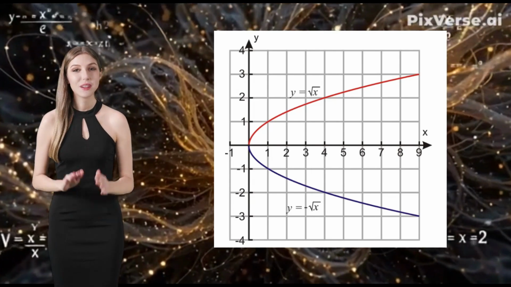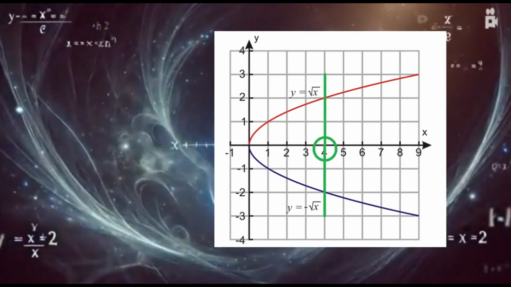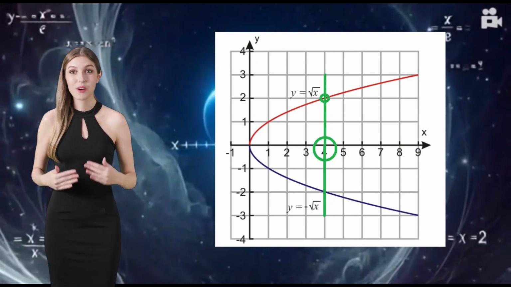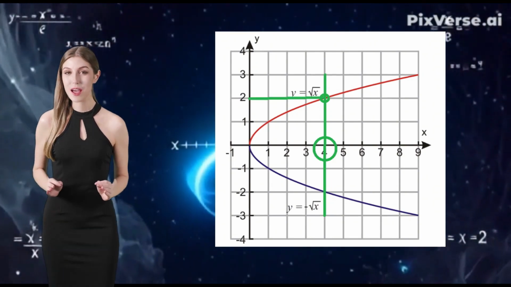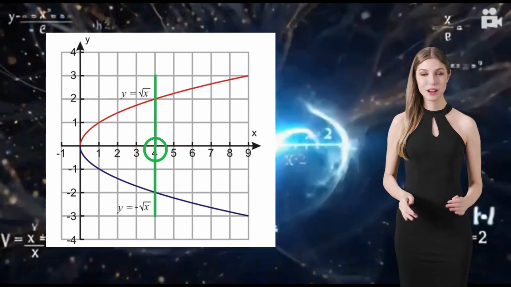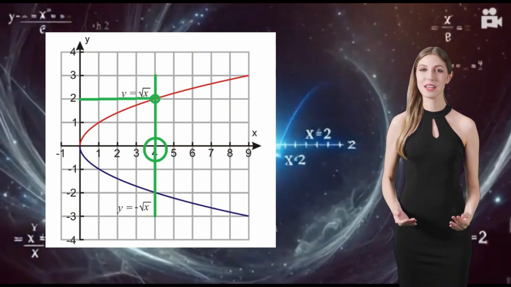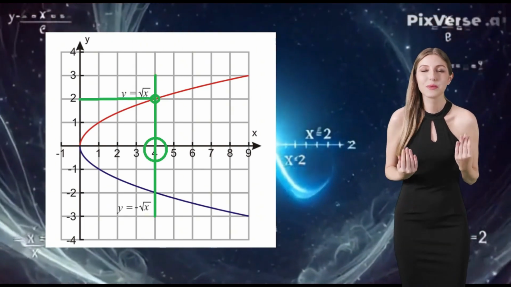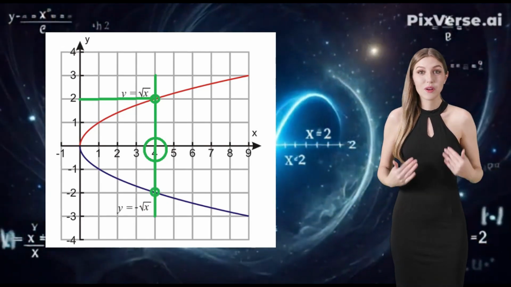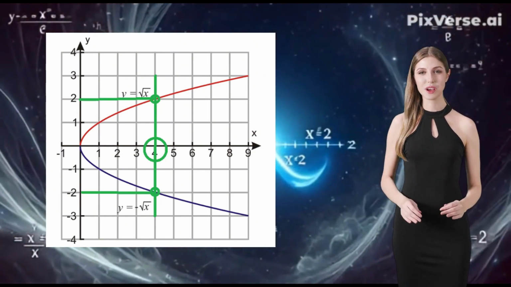X is called the independent variable, meaning that we can choose any value of x. Y is called the dependent variable, meaning that the value of y depends on the chosen value of x. In the graph, if we choose x equals 4, by drawing the vertical line x equals 4, the vertical line cuts the upper curve at y equals 2. We also can draw the vertical line downward to cut the lower curve at y equals minus 2. That means one value of x is associated with two values of y.